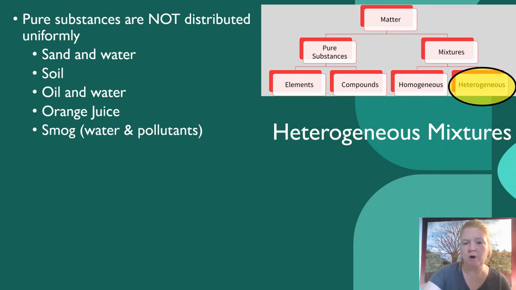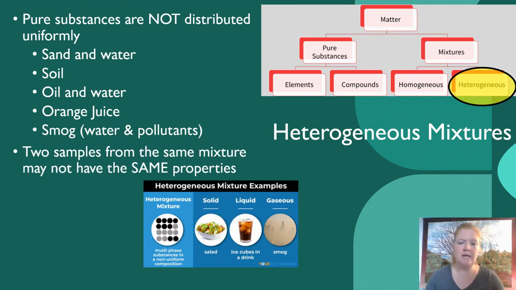Smog, which is a mixture of water and pollutants. In this case, two samples from the same mixture may not have the same properties. If I get a salad, that's a heterogeneous mixture. Every bite is not identical, even though it was taken from the same salad.